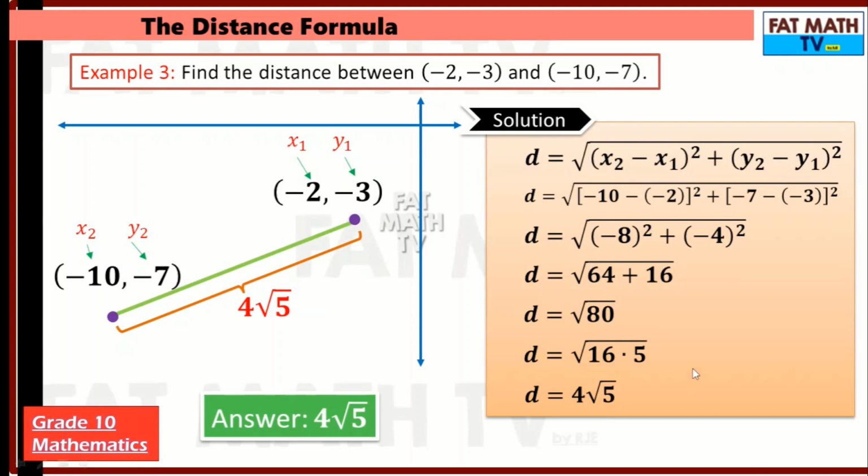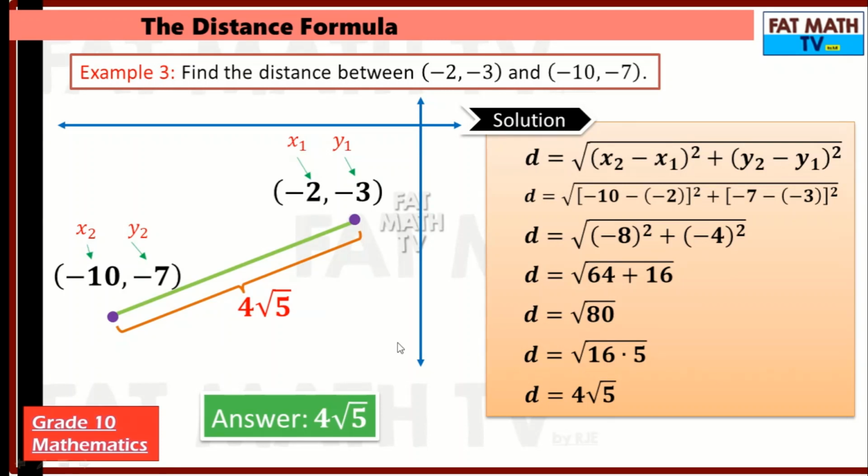So since that's square root of 80, it's less than square root of 81. That's about 9 units. Okay, more than 8 units, but not greater than, or did not reach 9 units.